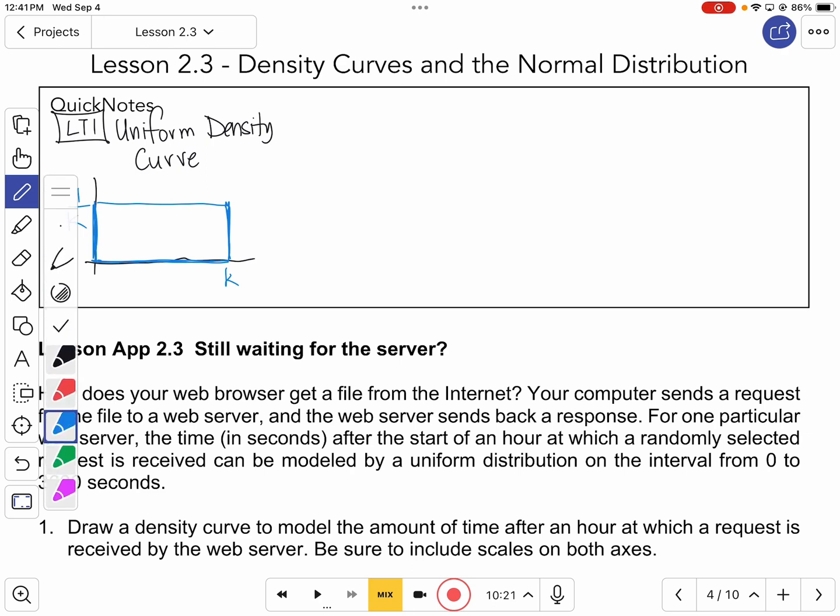To get our total area, we do 1 over k times k, which is just 1, okay? So it's length times width, right? So our area is length times width. Not always will we do the entire distribution. We may take a small portion, find that length, and then multiply by the height, okay? So we'll do one like that.